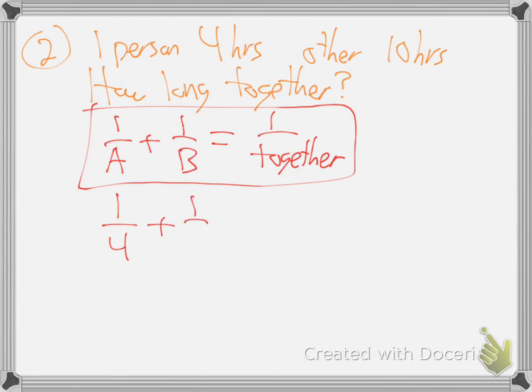So 1 over 4 plus 1 over 10 is 1 over x, where x is the time together. I don't know what that is. That's what I'm trying to find. And now we have to solve with fractions. So what do we do? LCD. Top, top, top. Right.